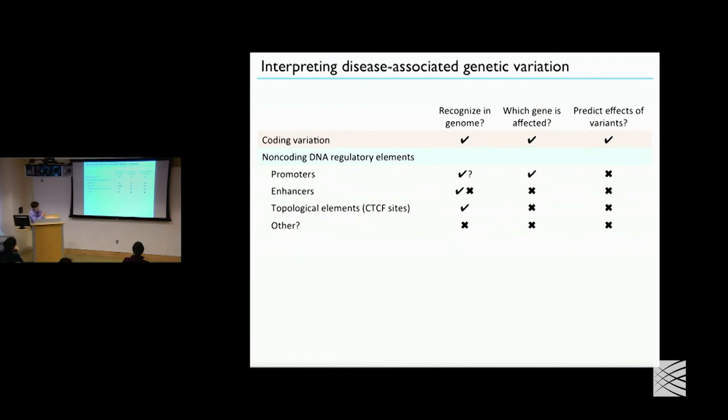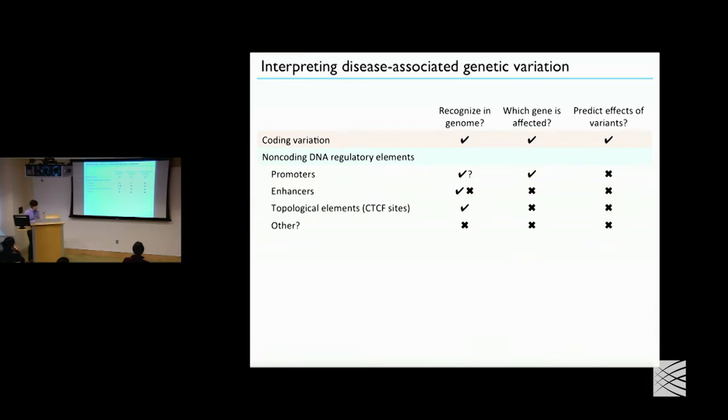Pieces of the non-coding genome might include promoters, which assemble polymerase and cause it to fire to produce gene expression. We definitely know which gene is affected if you were to delete a promoter, because it's directly associated with the gene. But we can't really predict or interpret the functions of variants that occur in promoter regions. There are a number of other types of non-coding DNA regulatory elements. I'm going to focus mostly on distal enhancers in this talk, which we can recognize in the genome. I'll get more into that in a minute. We don't really know how to predict which gene might be affected if you were to break an enhancer, and we don't really know how to predict the effects of variants in enhancers.